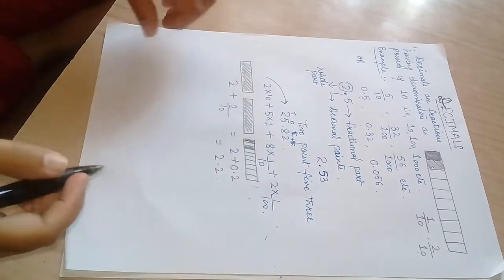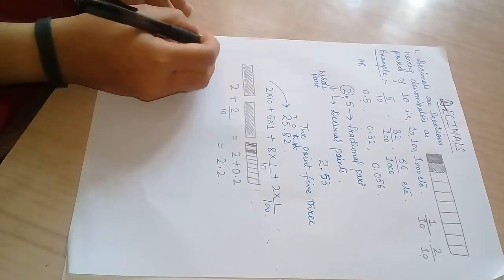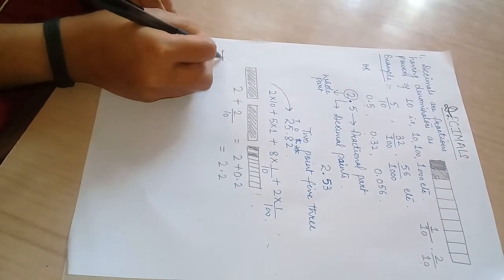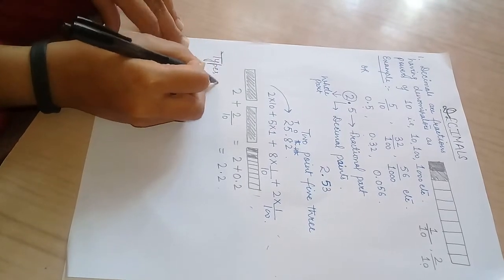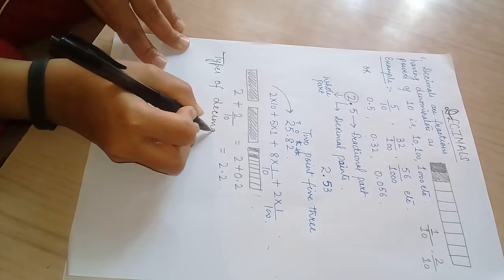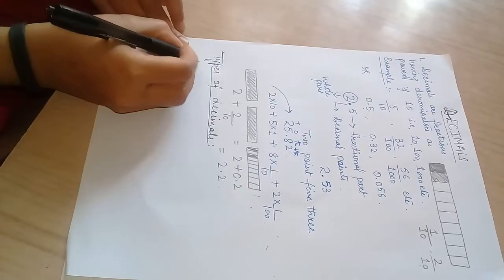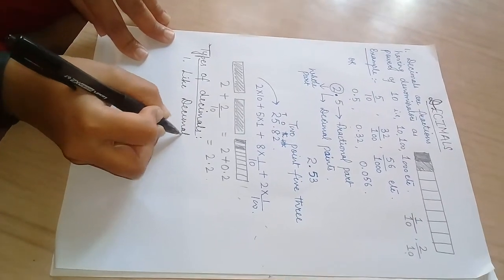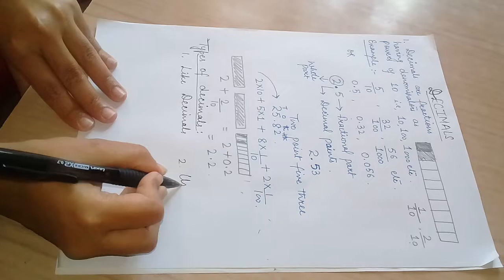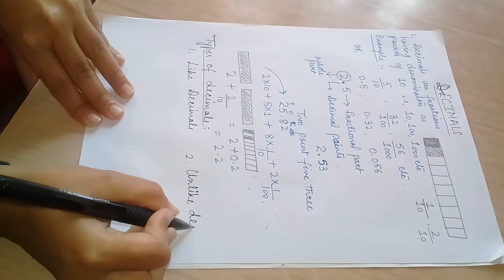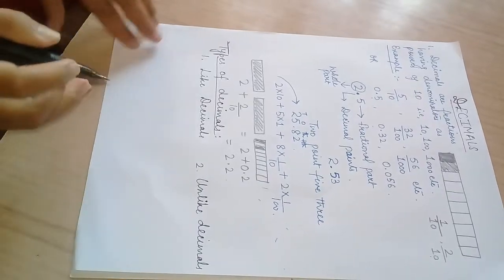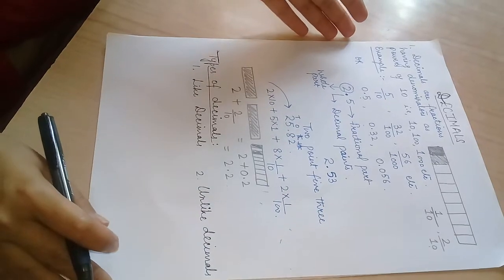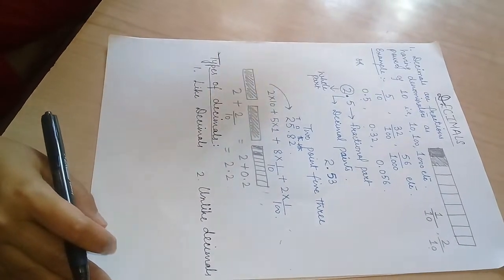Now moving towards the various operations on decimals. Before moving towards the operations, first we discuss the types of decimals. So what are the various types of decimals? The first one is like decimals, and the second is unlike decimals. Like you have already learnt in fractions, what are like fractions? Fractions having the same denominators are called like fractions, and the same is the case over here.